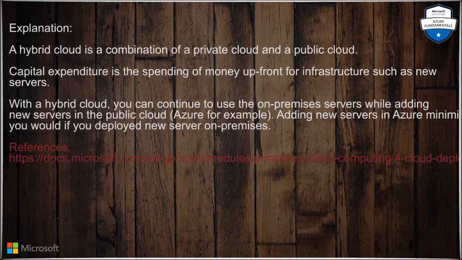Explanation. A hybrid cloud is a combination of a private cloud and a public cloud. Capital expenditure is the spending of money upfront for infrastructure such as new servers. With a hybrid cloud, you can continue to use the on-premises servers while adding new servers in the public cloud, Azure for example. Adding new servers in Azure minimizes the capital expenditure costs as you are not paying for new servers as you would if you deployed new servers on-premises.